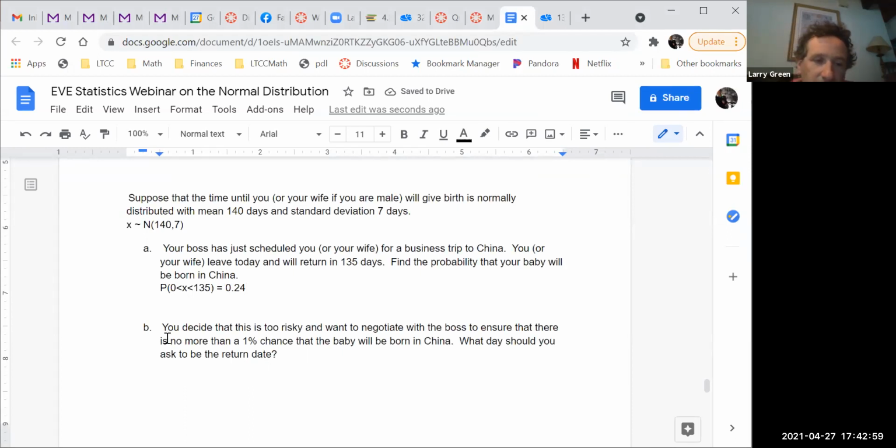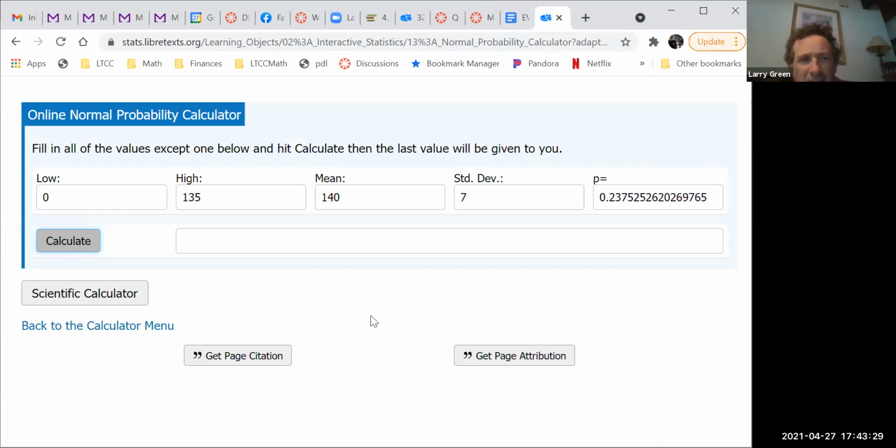So you're not okay. You decide that this is too risky and want to negotiate with the boss to ensure that there's no more than a 1% chance. You don't want to lose your job, so you want to be able to negotiate. You want no more than a 1% chance that the baby's born in China. What day should you ask to be the return date? Any questions on that idea? So what changes here? What do we know this time, if we want no more than a 1% chance of the baby born in China? Yeah, this time P. And what is P?